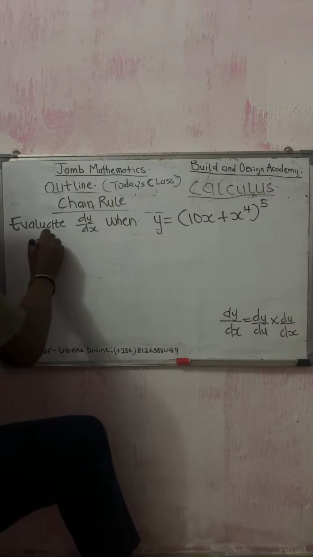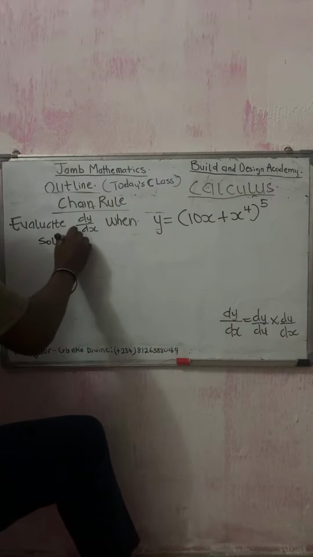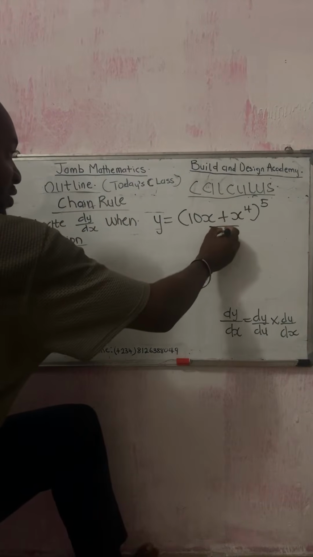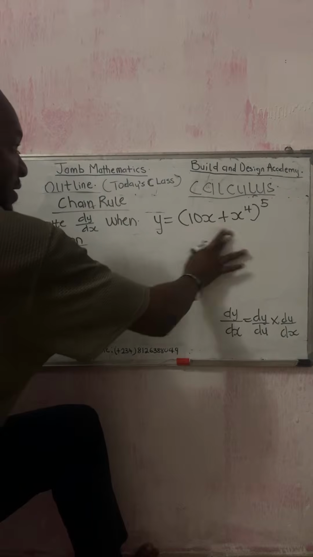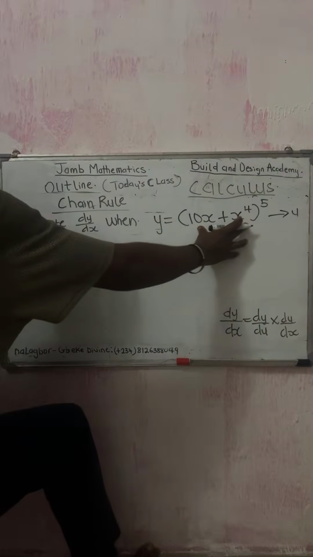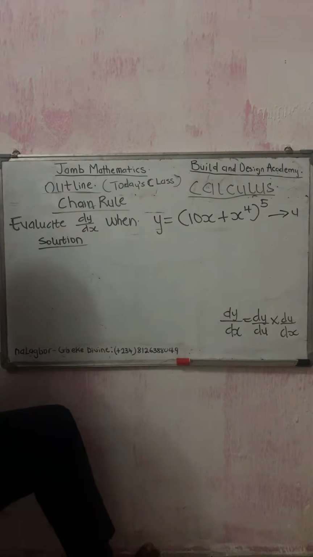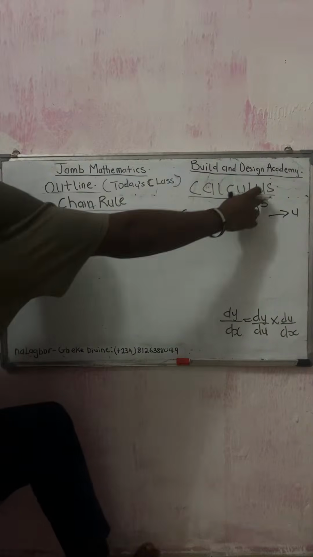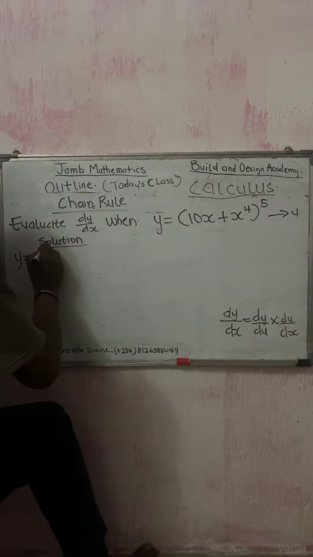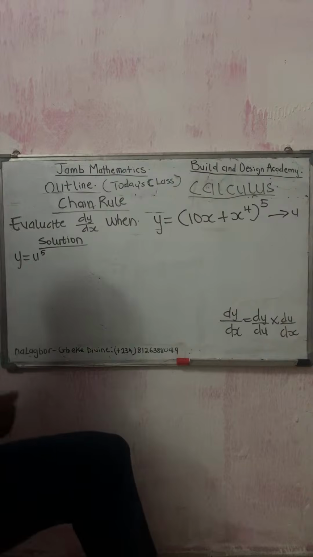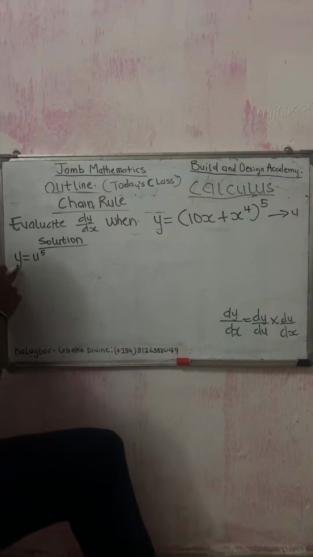So our solution will be: since we don't have u, we'll say let this represent u. Let this represent u. So now everything in this bracket will be u. So you can see that y is equal to u, and u is raised to the power 5. So it's now u raised to the power 5. Since we have put y in terms of u, we can now find dy over du.